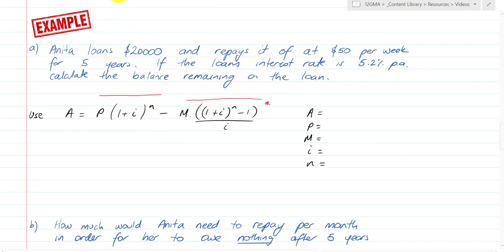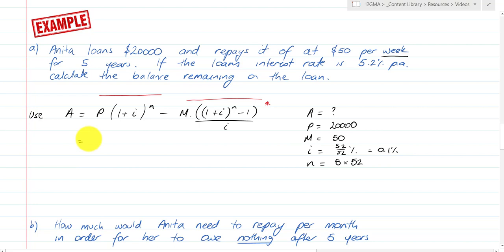Now I'm going to write down everything I know and what I'm trying to find. This formula has 5 unknowns. A is actually what I'm trying to find, how much is remaining at the end. P is the principal, $20,000. M is the amount I'm paying, which is $50, but it's per week. So N is 5 years, but it's per week, so 5 times 52. And the interest rate is 5.2 over 52, and that's a percentage, which actually equals 0.1%. So isn't that nice? There we go.